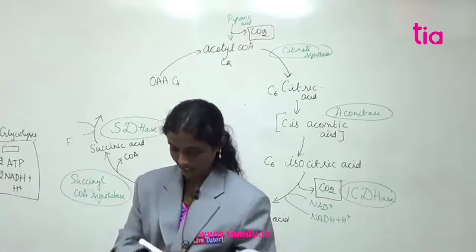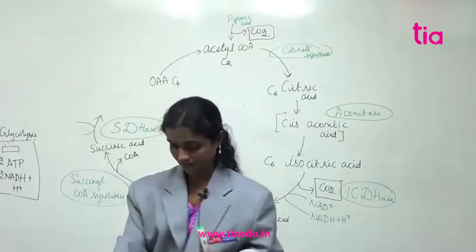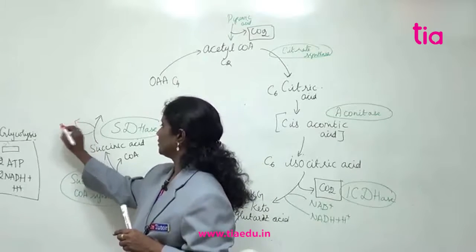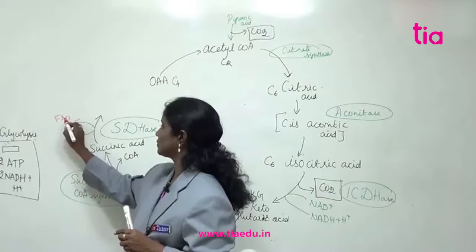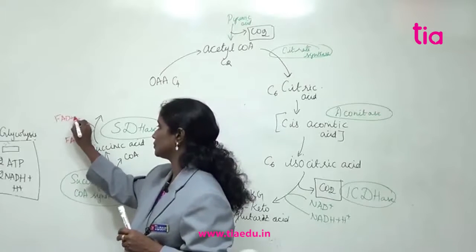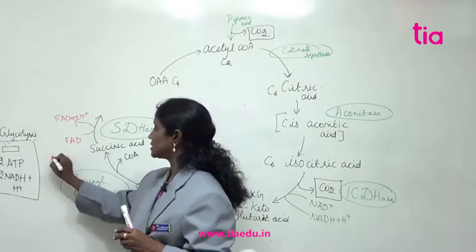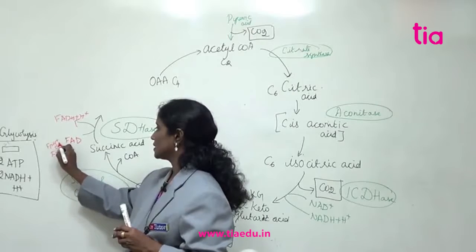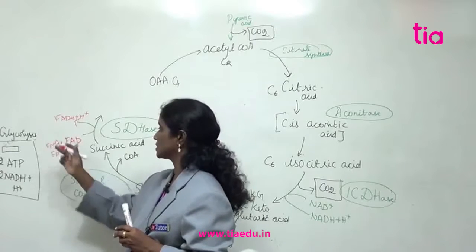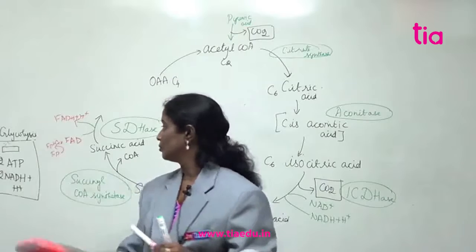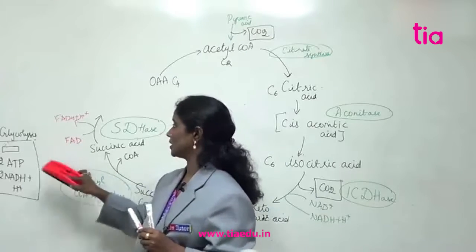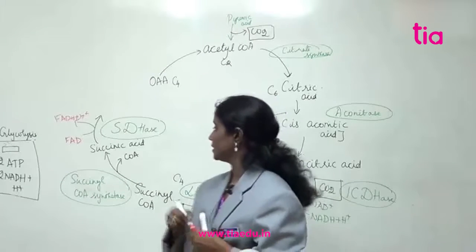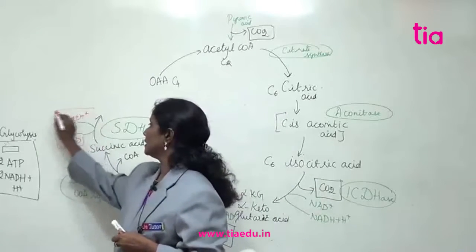First time you are using FAD, right? FAD, flavin, then FADH2, or you can even write it as flavoprotein, FPH2, whichever you prefer. You can also write it as FP to FPH2, H plus. Flavoprotein or riboflavin, flavin adenine dinucleotide. FAD to FADH2, because we are using FAD for the first time here. That is why I made a change, different color. FADH2 plus H plus.